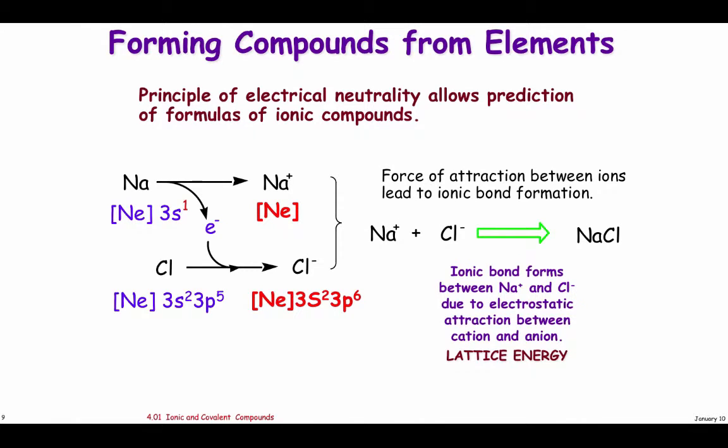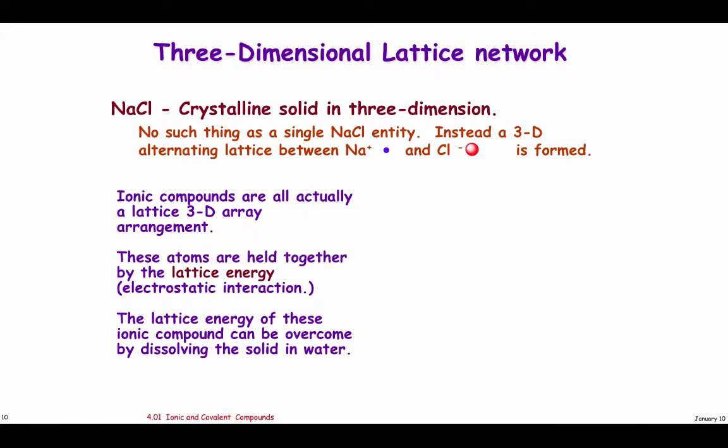And what we have here is sodium chloride forming, NaCl. And this is because of the electrostatic attraction between the cation and the anion. This is called the lattice energy. It's what makes the crystal for the sodium chloride compound.